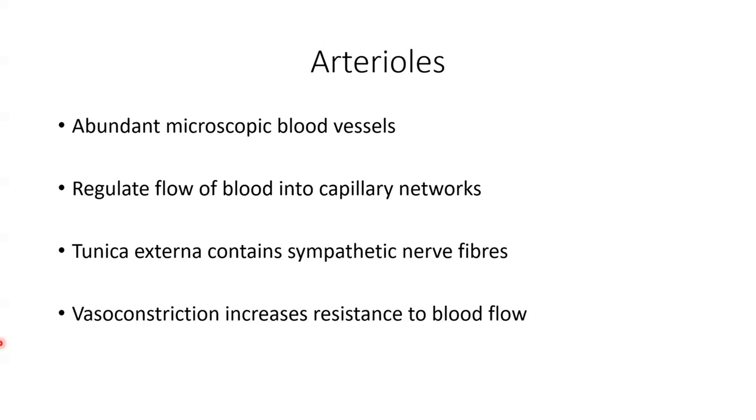The tunica externa, or the outer layer of an arteriole, consists of areolar connective tissue with many sympathetic nerve fibers. This nerve supply can alter the diameter of the arterioles and thus alter the rate of blood flow and resistance through these vessels. So how quickly the blood gets to those capillary networks. When the diameter of a blood vessel is smaller, friction is greater, and therefore there will be more resistance to blood flow, and it will flow slower.